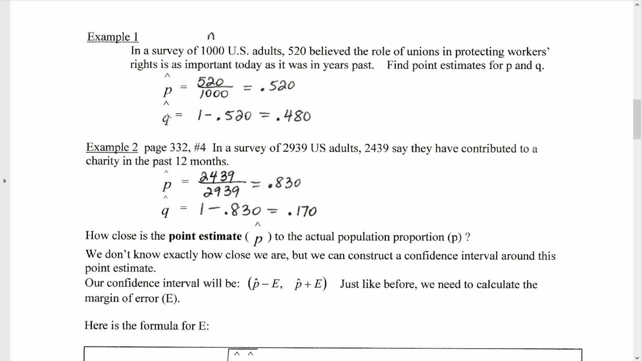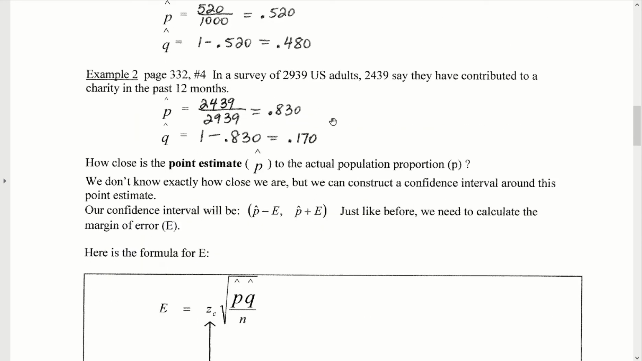To find the value for q-hat, much like what we did back when we were doing binomial distributions, q-hat is always just 1 minus p-hat. So that's going to be 1 minus 0.520, which would give us 0.480.